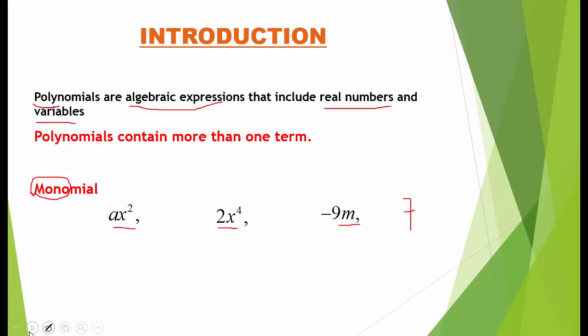Now what is the meaning of binomial? The meaning of bi is two. So binomial means that polynomial expression which contains exactly two terms. Bi means two terms, so exactly two terms. Now examples will be x plus 8, x plus 9, 5x square plus 2x, 7x plus 3, 7x square plus 2x. All are binomials, meaning they contain only two terms.